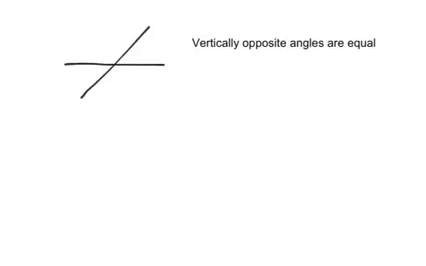One other property about when two straight lines cross is that we form four angles. And what you find is that the angles that are opposite one another are equal. We call those vertically opposite angles. So this angle in here is vertically opposite this angle in here. They are equal to one another. This angle here is vertically opposite this angle, and they are equal to one another as well.